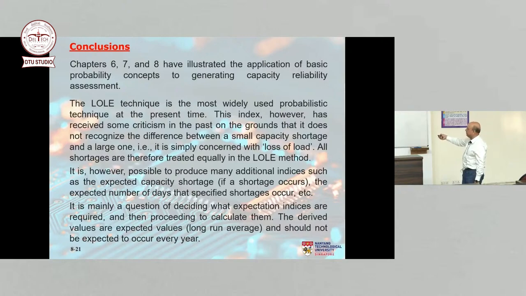Remember always that the derived values are expected values, long run average values. You don't get to know their probability distribution. That's the disadvantage of the analytical technique. If you really want to know how they are described in terms of a probability distribution, you should go to Monte Carlo simulation. There is no other choice, if that is what is of interest to you. But when we do long-term planning, average value is good enough, right? We don't need to know how the index is described, whether exponential or Gaussian or whatever.